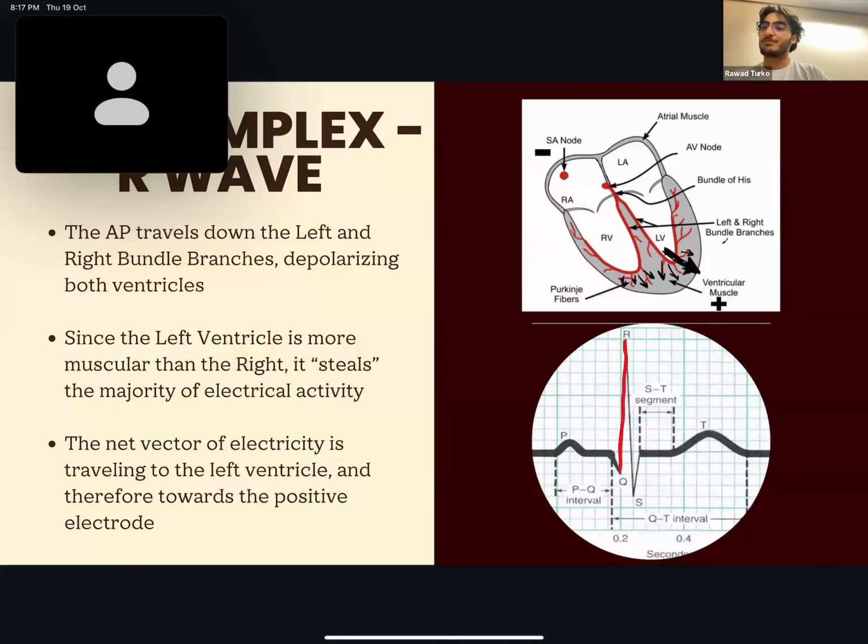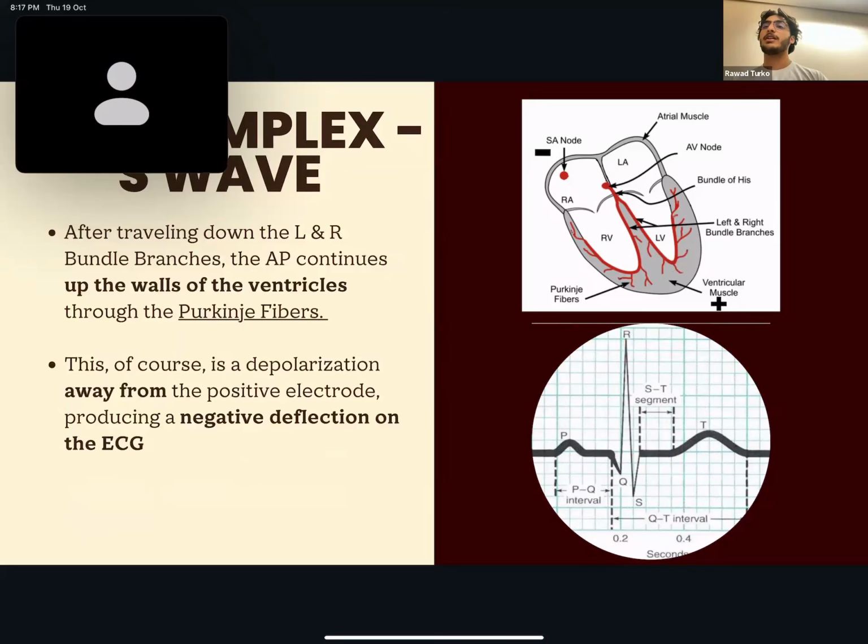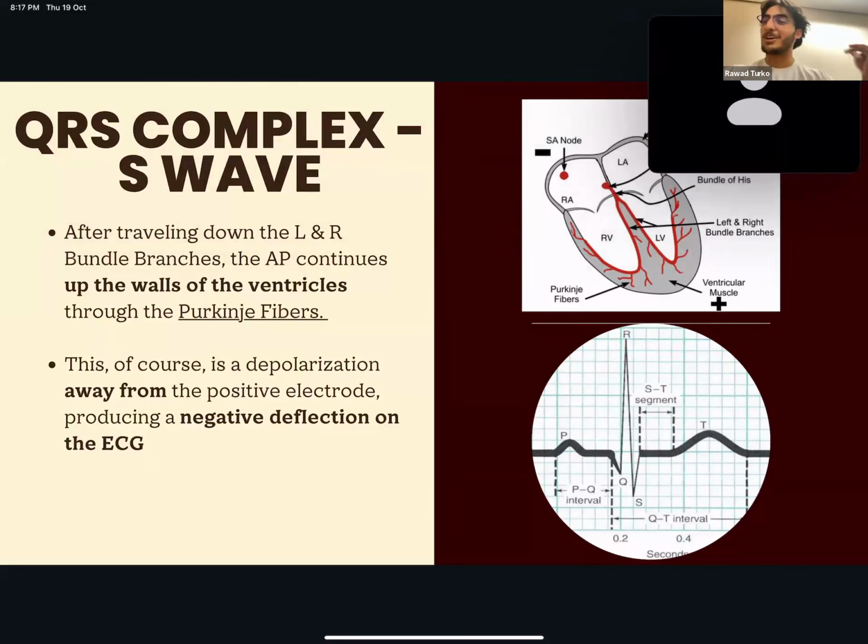Okay. I think I'm going to start moving through it a bit faster because we're taking a bit too long. We still have a bit to get through. So the net vector of electricity is traveling to the left ventricle and therefore towards the positive electrode. That's your R wave. This is what I was talking about right before.